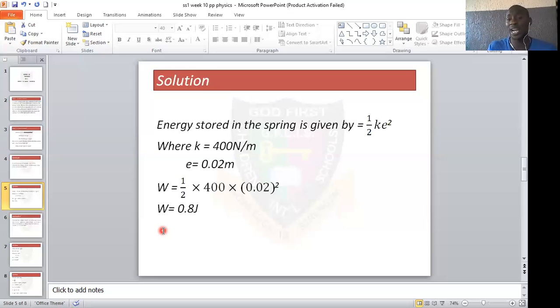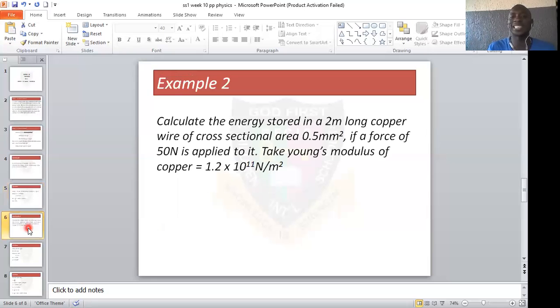So let's use the other formula to solve another question. Let's take example 2. Calculate the energy stored in a 2-meter long copper wire of cross-sectional area 0.5 millimeter squared, if a force of 50 Newton is applied to it. Take the Young modulus of copper to be 1.2 times 10 to the 11 Newton per meter squared. This is another dimension by which you can calculate the energy stored. Now you relate the first three parameters.